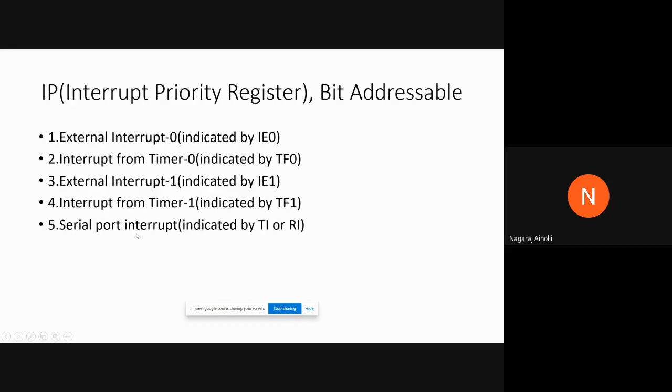Then fourth priority is for interrupt from timer 1, that is indicated by timer 1 overflow interrupt TF1. Then last priority is for the serial port interrupt, that is indicated by the transmit interrupt TI or receive interrupt RI. After the completion of serial communication, the stop bit is transmitted, TI is enabled, and after receiving of the stop bit, the receive interrupt RI is enabled. So this makes the serial port interrupt to be generated. This is having the fifth priority. This is called the polling sequence.